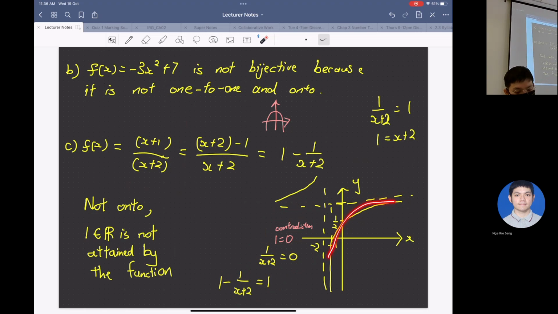If you want to plot the graph, you can simplify this function here, and then you will get this simple graph 1 over x, and then try to shift it on the x value, reflect it, and then shift it on the y value.